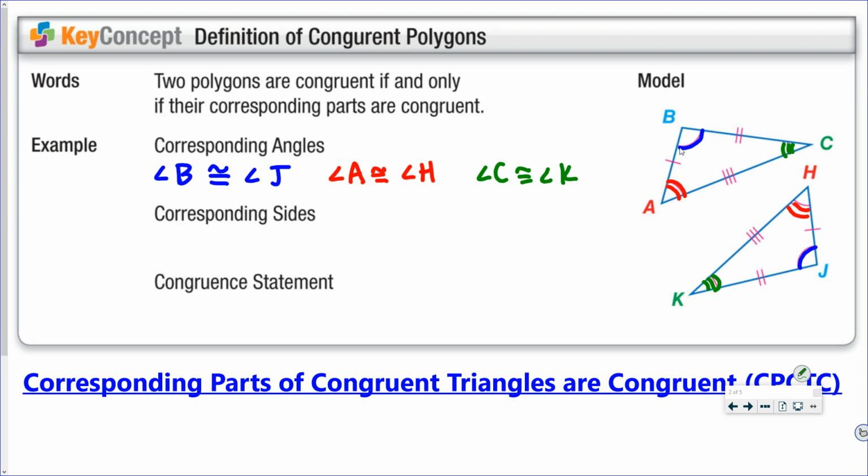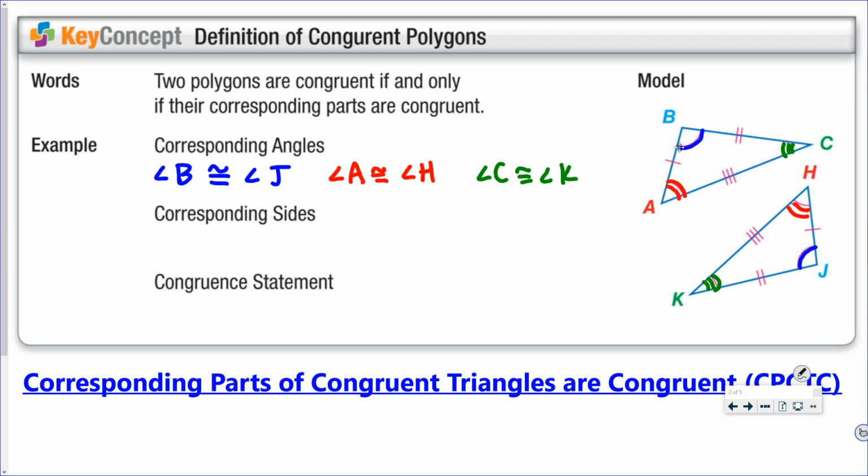And be as precise as you can. Notice how I always listed first the angles in triangle ABC and which ones they're congruent to in triangle HJK. Keep it consistent. You want to correspond as much as you can.